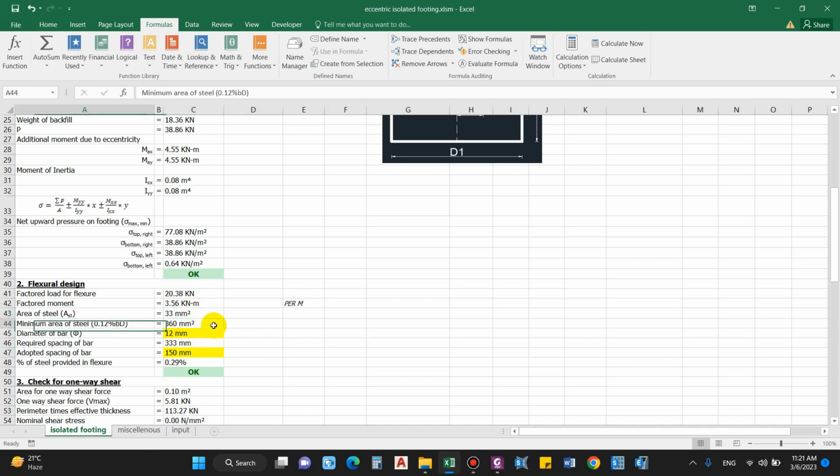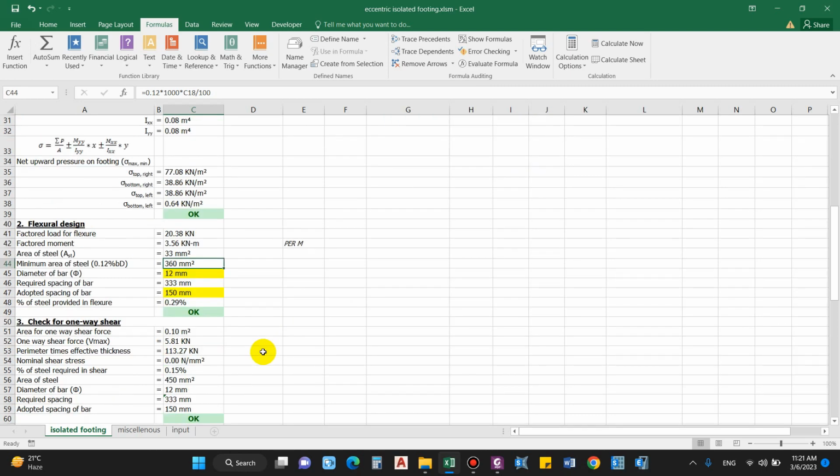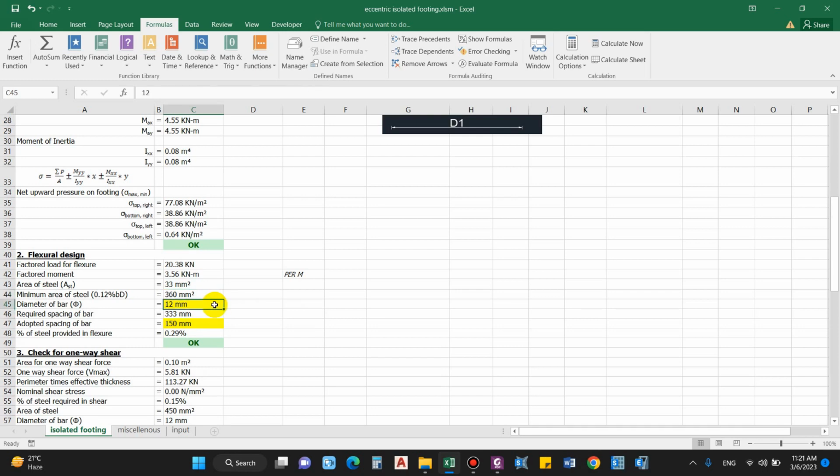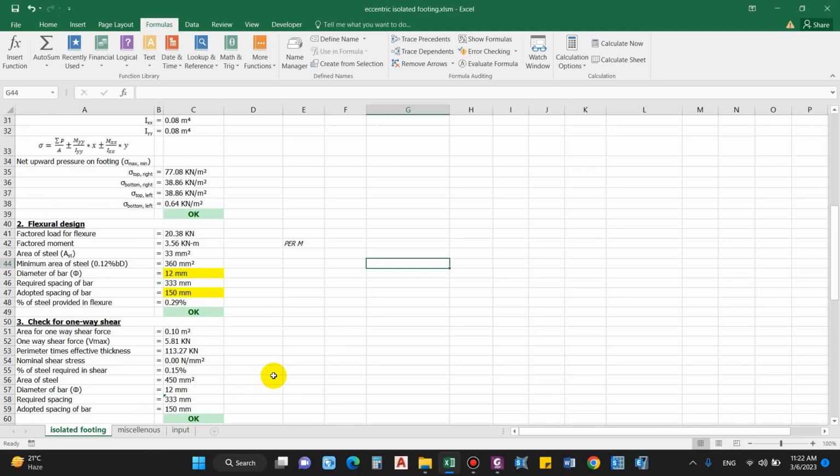Now minimum area of steel, we can get this. So we'll compute the reinforcement required on the basis of the minimum reinforcement. So diameter of bar let us provide as 12 mm, and the spacing required will be 333. So minimum we will provide as 150 mm. So we'll get 12 at 150 as the distribution bar as well as main bar. So now flexural check is done.